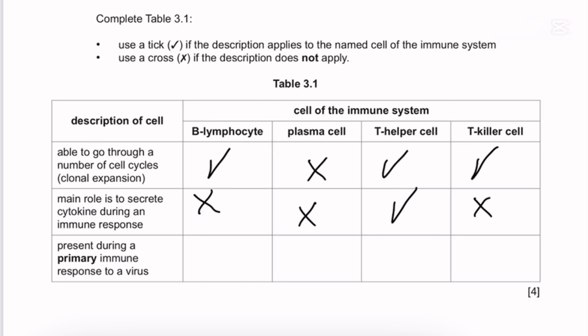What about present during a primary immune response to a virus? In the primary immune response, you're going to have B lymphocytes. Now, plasma cells, are they going to be present in the primary immune response? B lymphocytes are going to produce antibodies when they first recognize the pathogen, but it's going to take a while, but still it's going to be present. T helper cells are present in the primary immune response, and so are T killer cells.